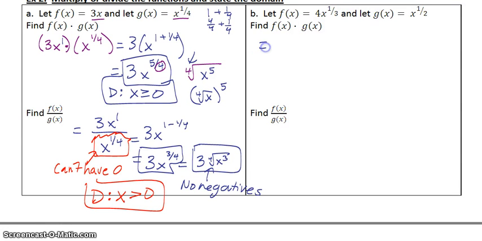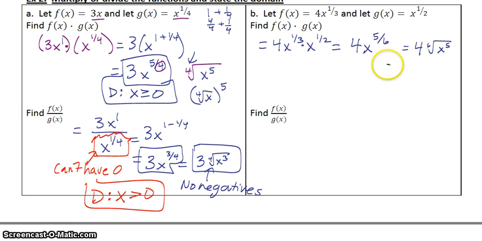Please pause the video and try part B. If you have unpaused, let's quickly check your work. You may have used your calculator if needed to add those fractions together, but I end up with 4x to the 5/6 power. And when you convert from a fraction to a radical, you get an even root again, so my domain cannot have negatives. 0 is okay, because I don't have anything on the bottom of a fraction.